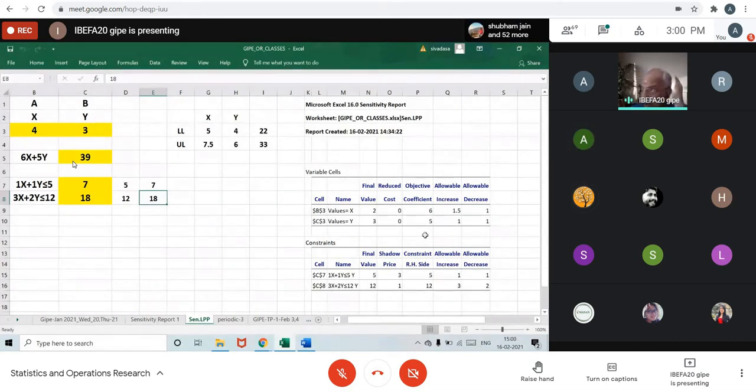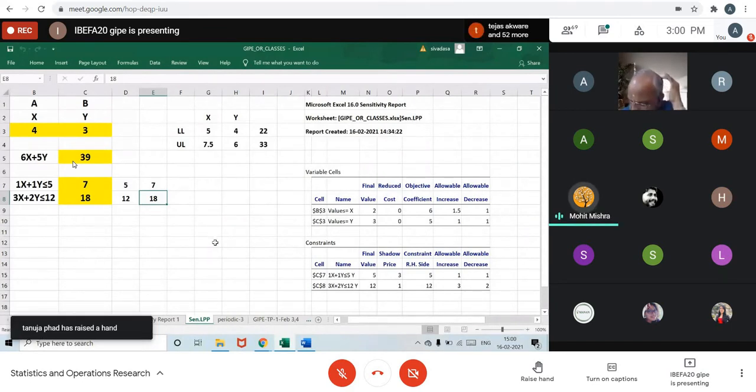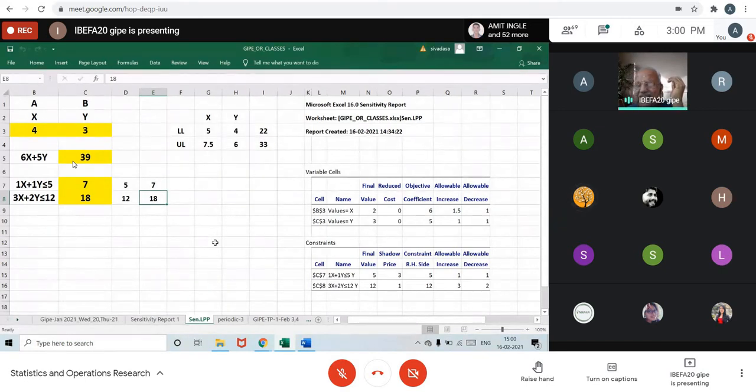So from allowable increase, what we can get is the ratio of the inputs, and if we want further increase in that profit, we have to increase the input in that same ratio. That is right. And that way your production also increases.